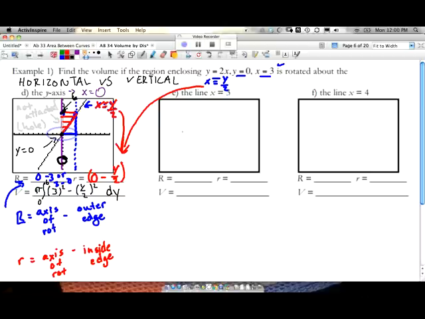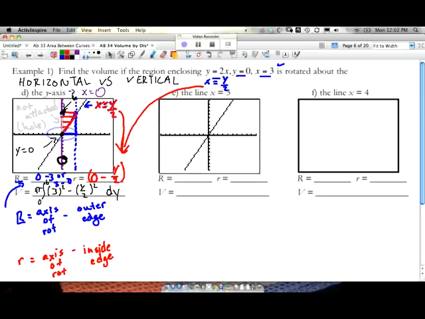Okay, so let's look at the next part of this example here. We're looking to go around the line x equals 3. Find the volume of the region enclosed by the curves. Let's copy and paste it again. Hopefully at this point you guys are getting pretty good at redrawing the same graph over and over and over again.